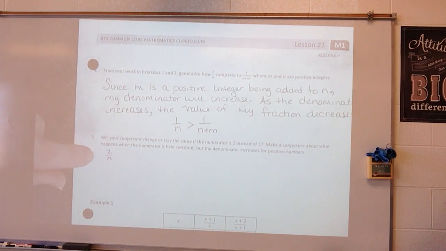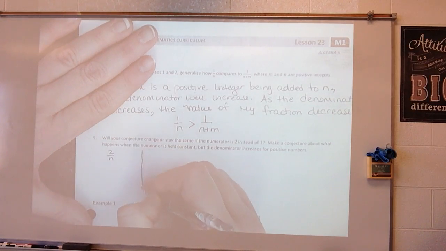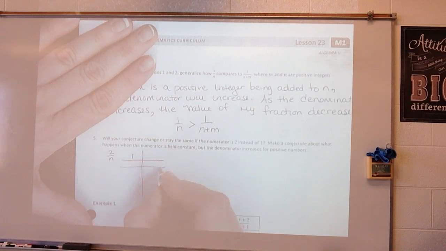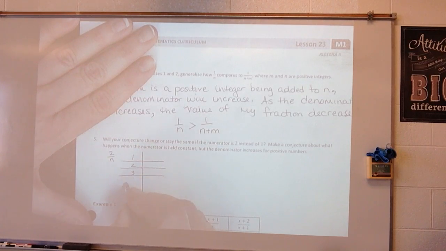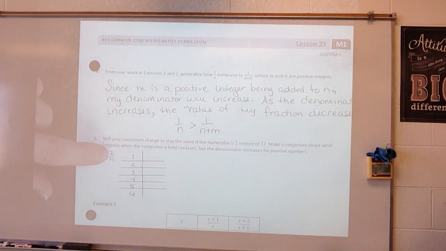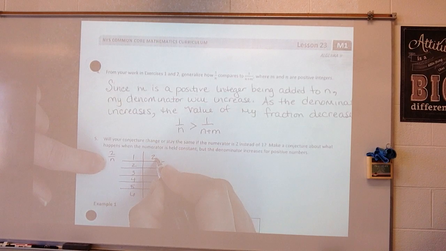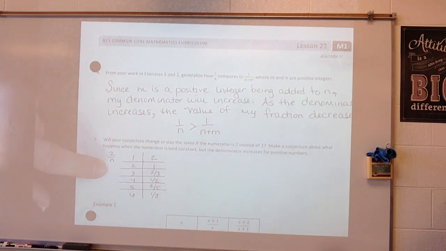alright, so we can kind of just make a table really quickly of what will happen. So 2 over 1 would be 2. 2 over 2 would be 1. 2 over 3 would be 2/3. 2 over 4 is 1/2. 2 over 5 is 2/5. 2 over 6 is 1/3. Notice what happens. My value still decreases.